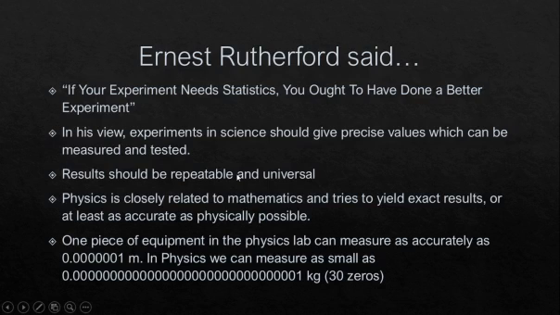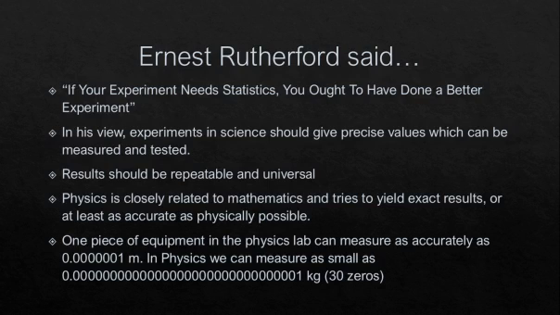So Ernest Rutherford is a famous physicist, and he said, if your experiment needs statistics, you ought to have done a better experiment. And what this means is that when you do an experiment in physics and science, you should get precise, accurate answers. It shouldn't be something that would tend to happen or this or that. You should be able to figure out exactly what you did and exactly what you can do, and you can make predictions with that.